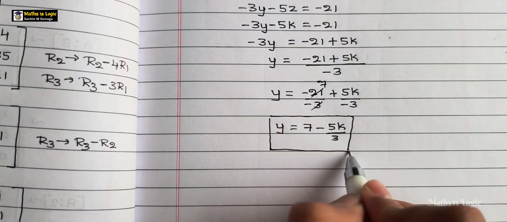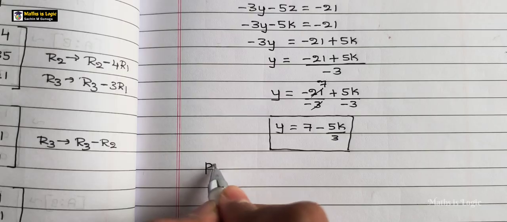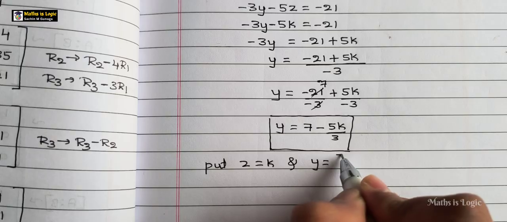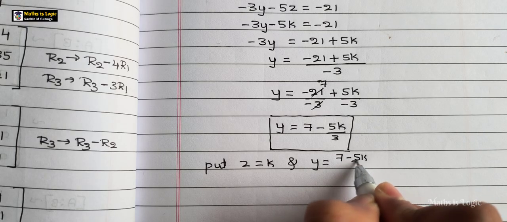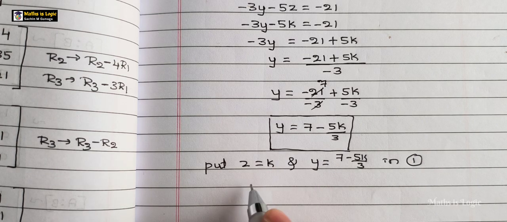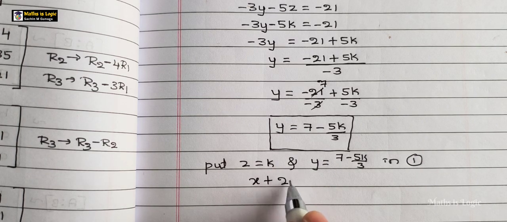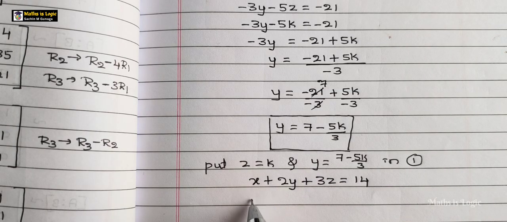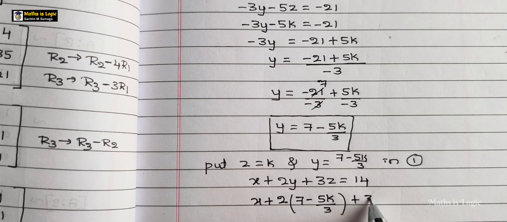Y value. After getting the y value, next put z, that is k, and the y value, that is 7 minus 5k divided by 3, in equation number 1. So what is equation number 1? x plus 2y plus 3z is equal to 14. Substitute: x plus 2 into y, y is 7 minus 5k divided by 3, plus 3 into z, z is k, is equal to 14.